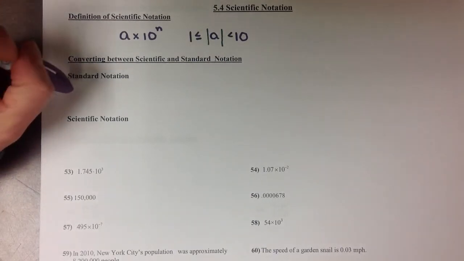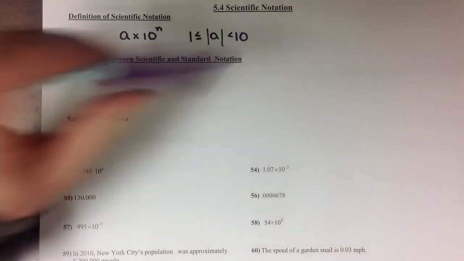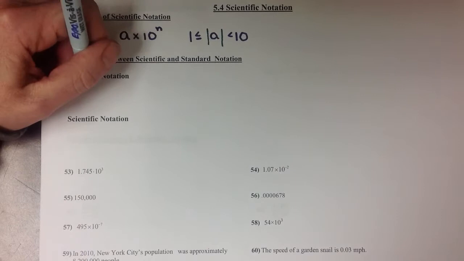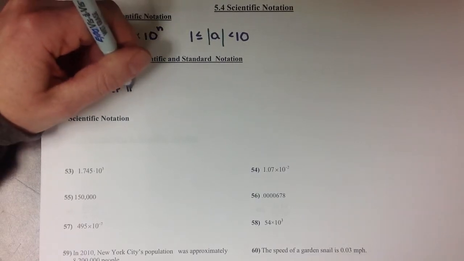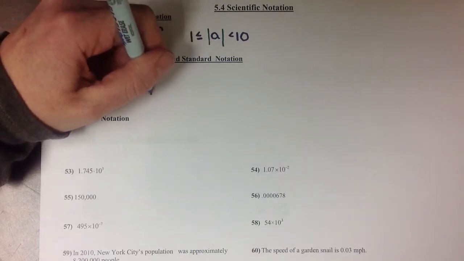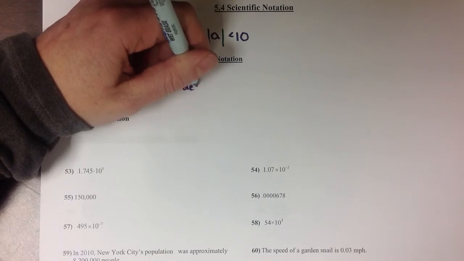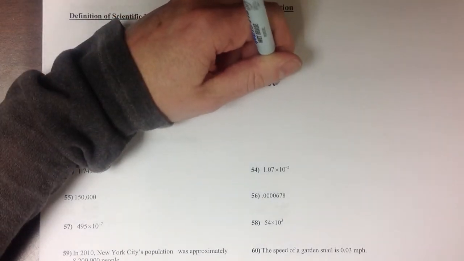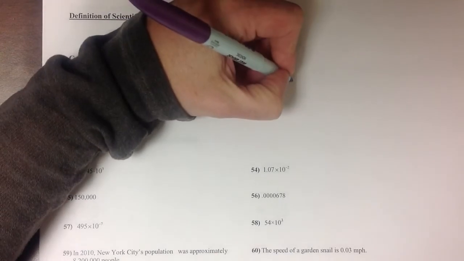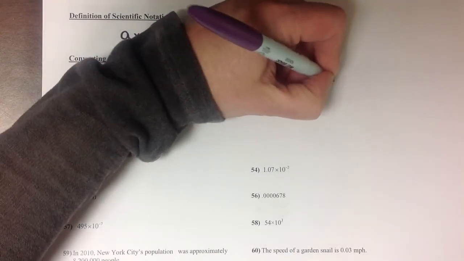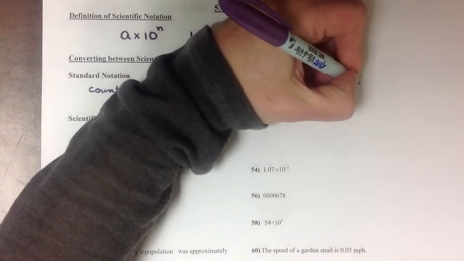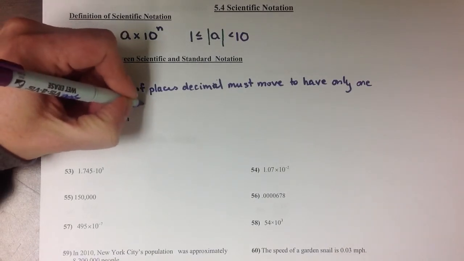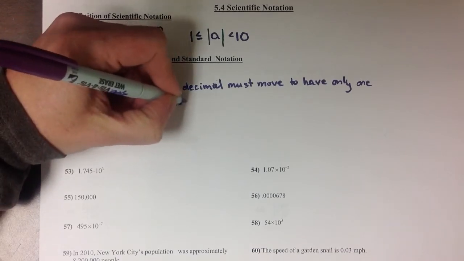So let's look at numbers that are in standard notation, how we would get those into scientific notation. If you're given a number that's in standard notation, you're going to count the number of places that the decimal needs to move to have only one digit in front of the decimal.